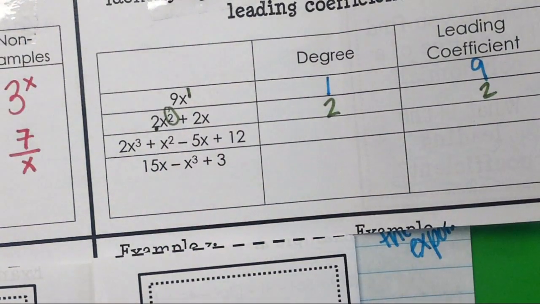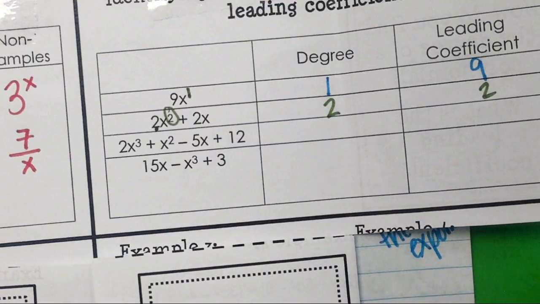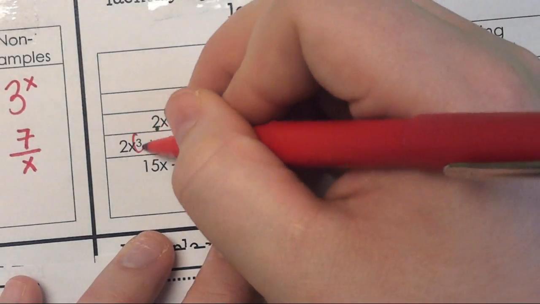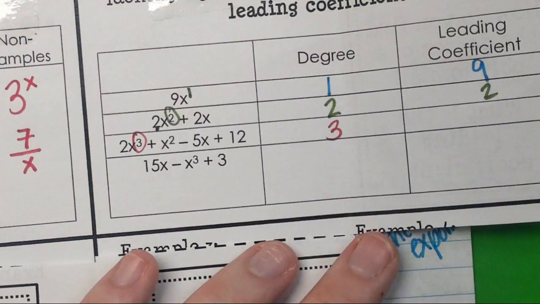Then we get to the next one, the third example. How many terms are there? So what will we call that? We're just going to call it a polynomial. And what's its degree? What's the leading coefficient?